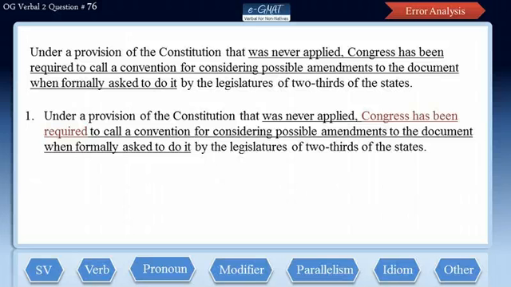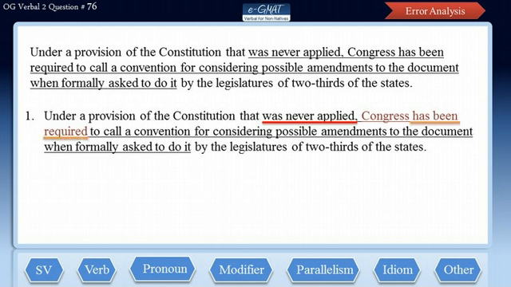The sentence intends to state the requirements of a provision that has not been applied to date. That is, it was not applied in the past and it is still not applied in the present. Use of was applied only indicates that the provision was not applied in the past. It does not indicate anything about the current state of the provision. For all we know, the provision may be applied now. Thus, has not been applied is the correct verb tense.